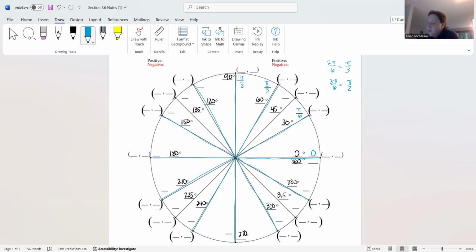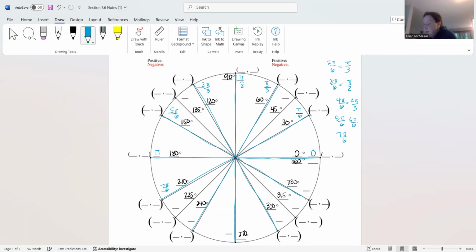120 degrees is 4 pi over 6, or 2 pi over 3 when it reduces. 150 degrees is 5 pi over 6, and that one doesn't reduce. And then 180 degrees is 6 pi over 6, or just pi. Okay, so that one reduces. Now, if we go from 180 to 210, that becomes 7 pi over 6. So 7 pi over 6 does not reduce.